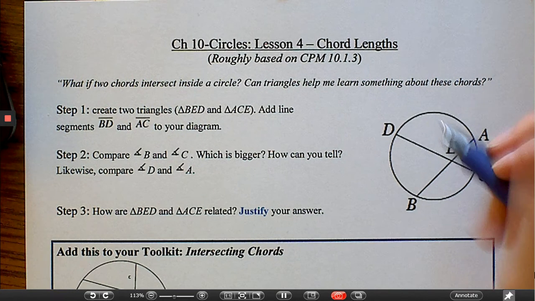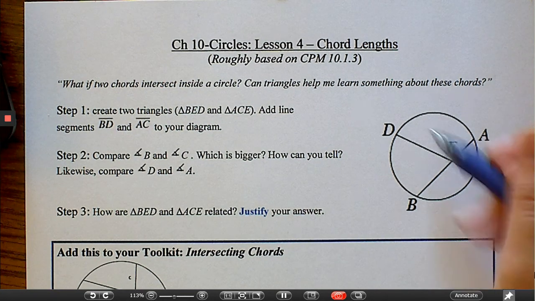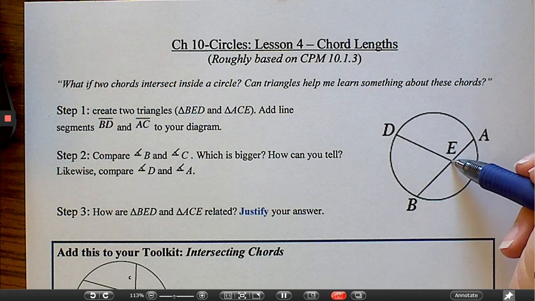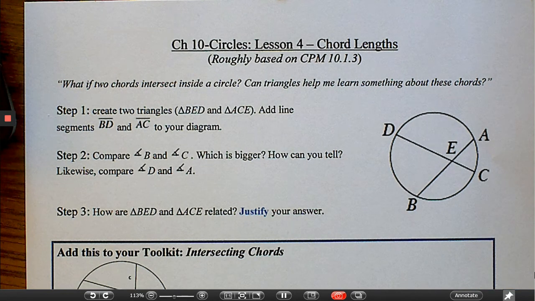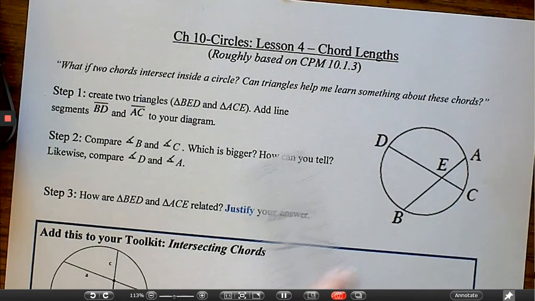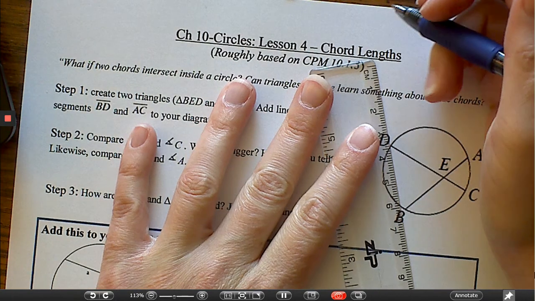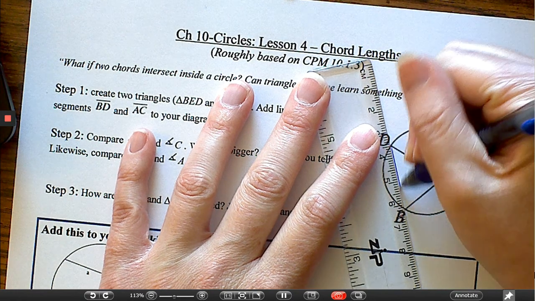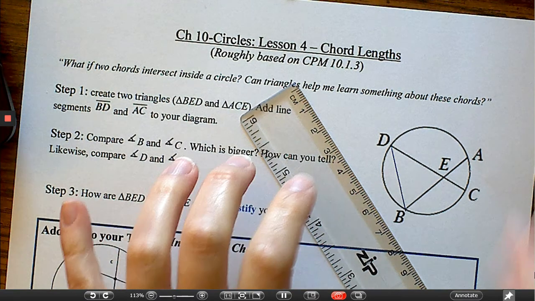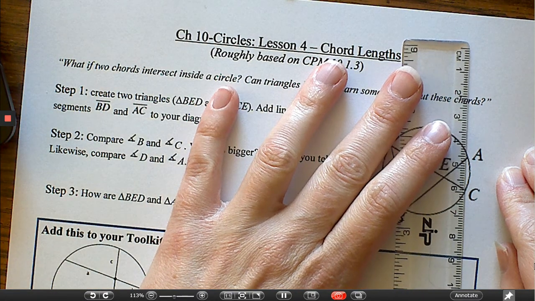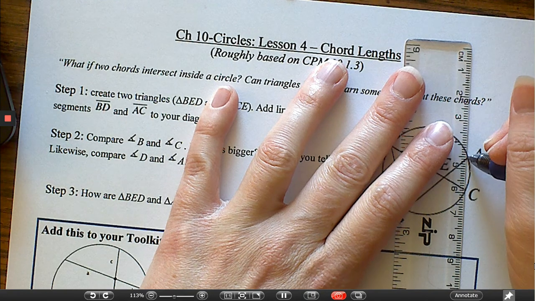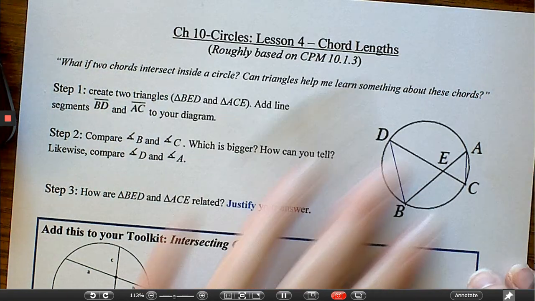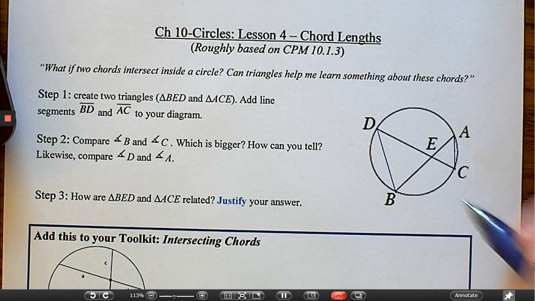Right now we have these two intersecting chords, right? AB and DC intersect at point E. That's their intersection. So what we want to do is create two triangles. There's a couple ways you could create triangles here, but we're going to create triangle BED. So take something straight and connect B and D. And then take something straight and connect A and C as a segment, not an arc. And now you have these two triangles: triangle BED and triangle ACE.